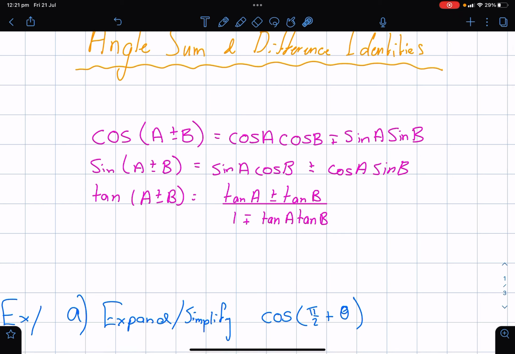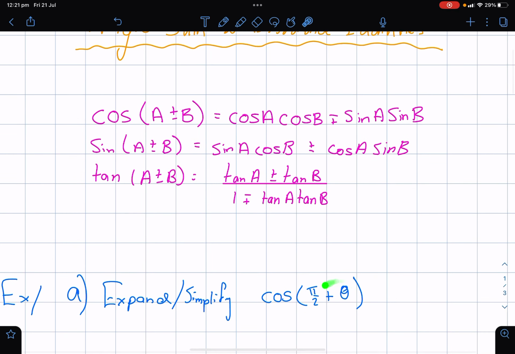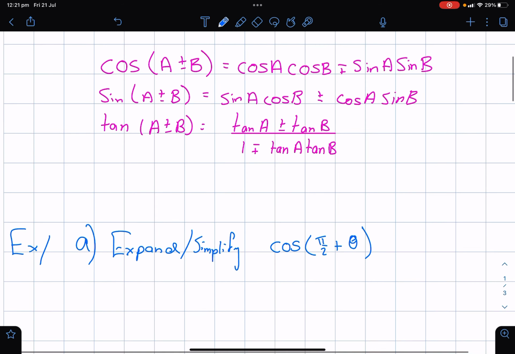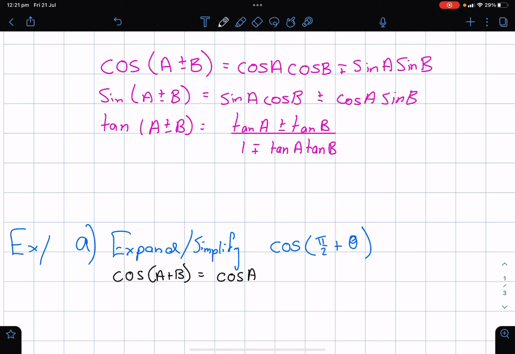So expand and simplify cos of pi on 2 plus theta. Now, pi on 2 plus theta and cosine, we're up here and we're using the plus version. So I'm going to start by expanding this out. So let's actually write down the formula we're going to use. Cosine of A plus B is equal to cosine of A, cosine of B, and then we've got minus. Remember the signs correspond, so I'm using the plus, so this time I've got to use the minus. Sine of A, sine of B.